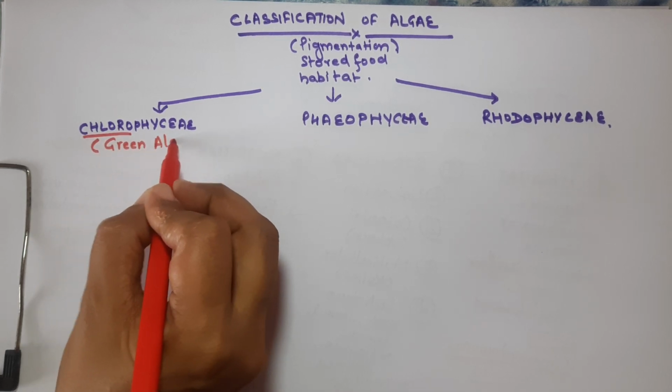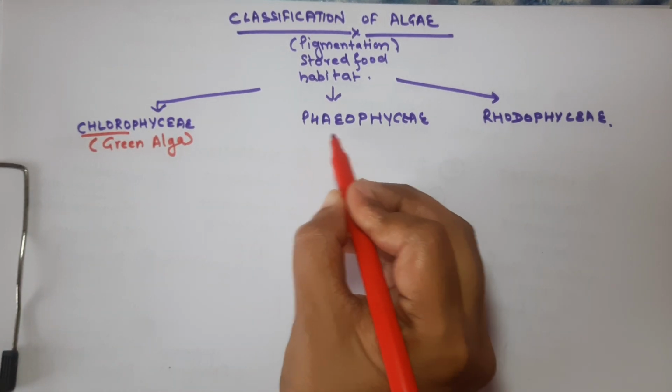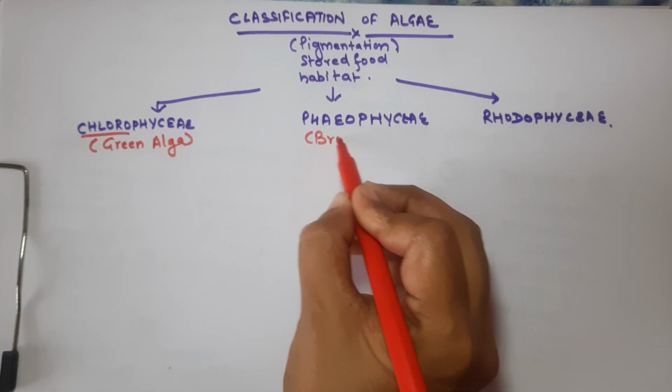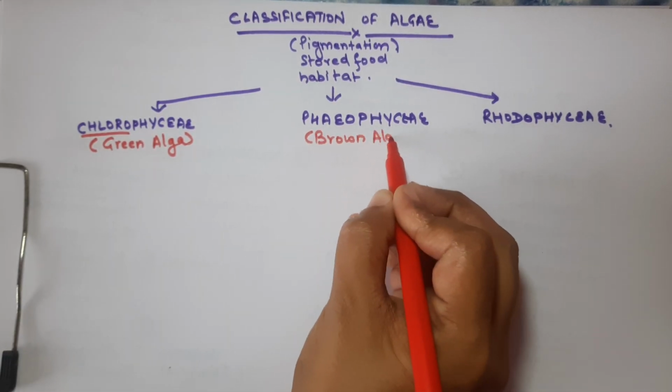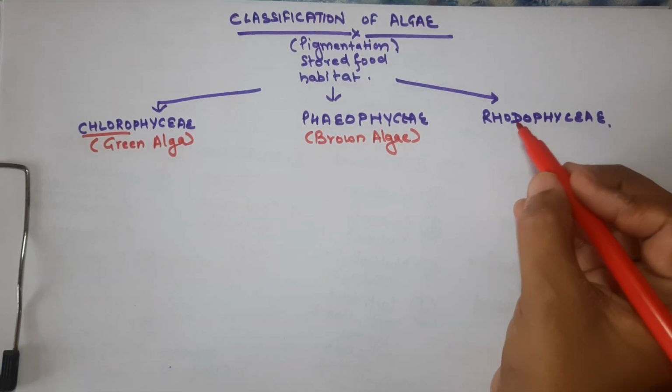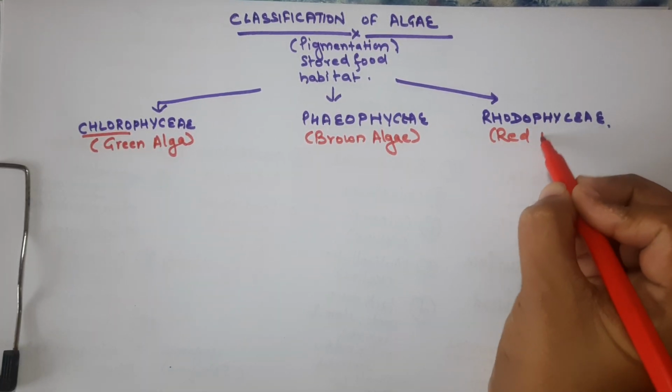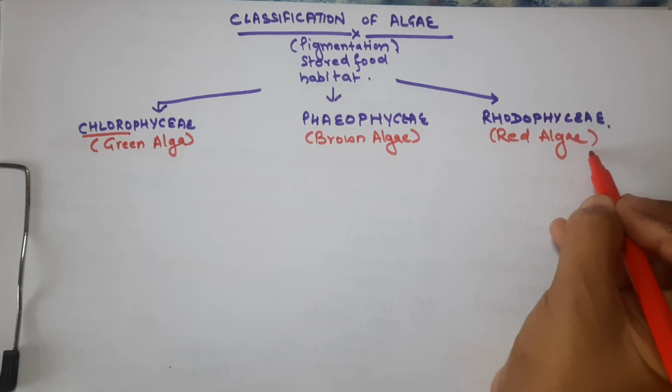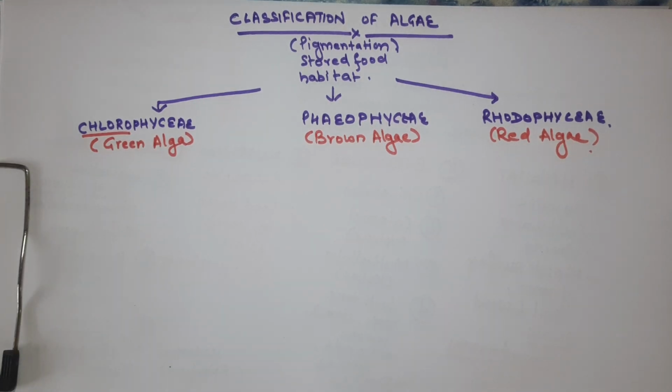And the Phaeophyceae is known as brown algae. And the Rhodophyceae is known as red algae. Okay, so basically there are three types of algae: green algae, brown algae, and the red algae. So now let's talk about them one by one.